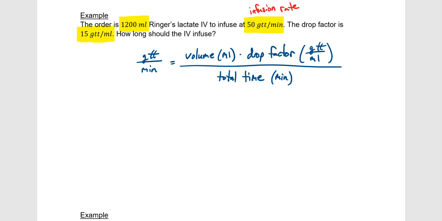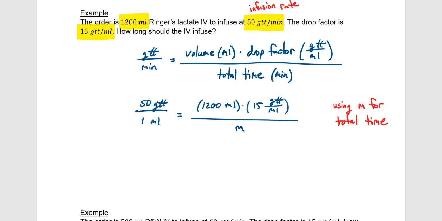So let's plug everything in and see what we're left with. For the infusion rate on the left, we know it's 50 drops per minute. That means it's 50 drops for every 1 minute. I just put milliliter down there by accident. 50 drops for every 1 minute. Even though it's not written in the problem, it means 1 minute.